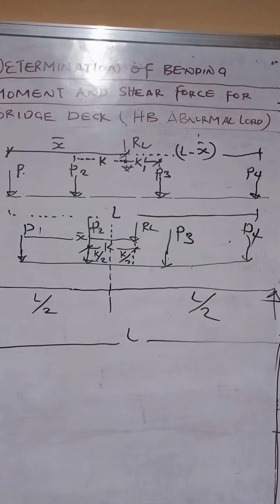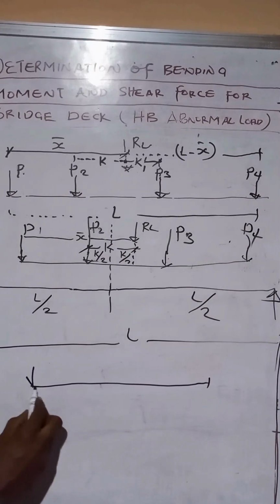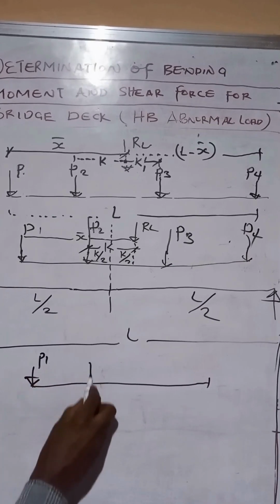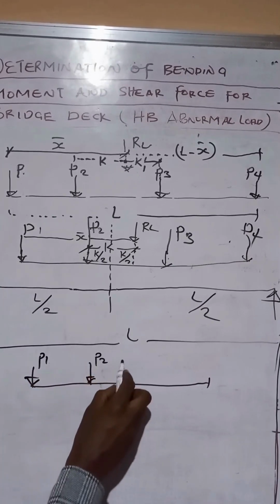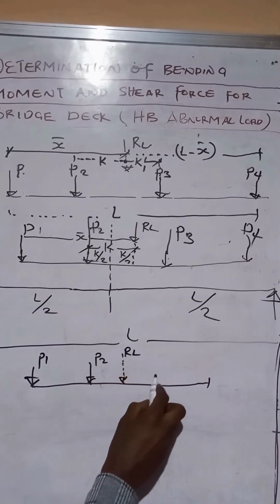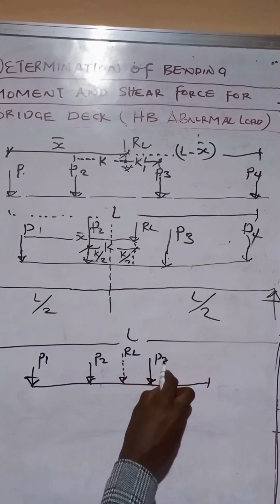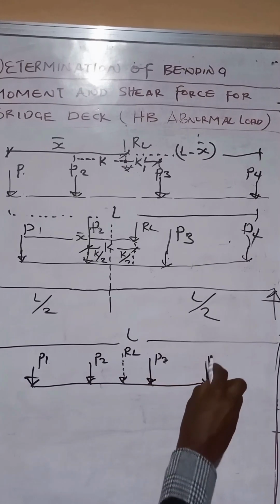Now, the second case is when, like I said, you place the load on the simply supported beam so that it coincides in such a way that K1 becomes our target. If we do that, we are going to have this load as this again. We have it K1, K2, and here we have the resultant load RL. Then we have here to be P3, and the last of it is P4.